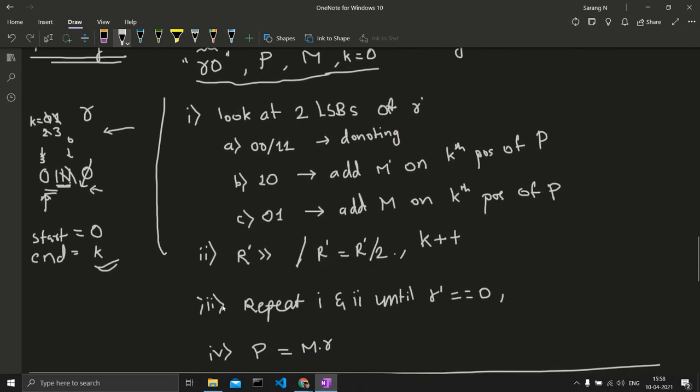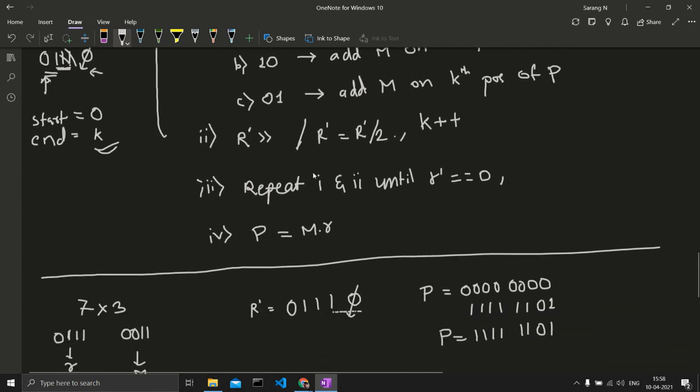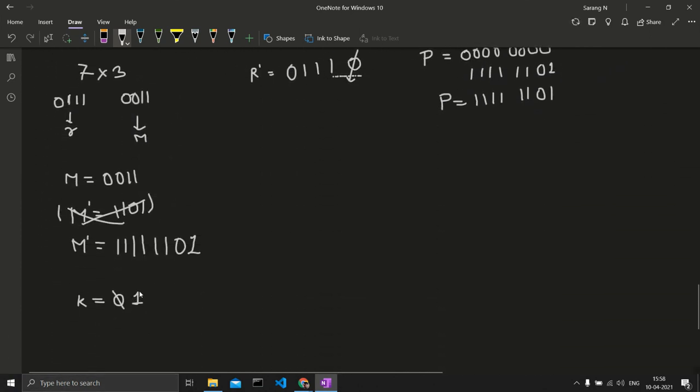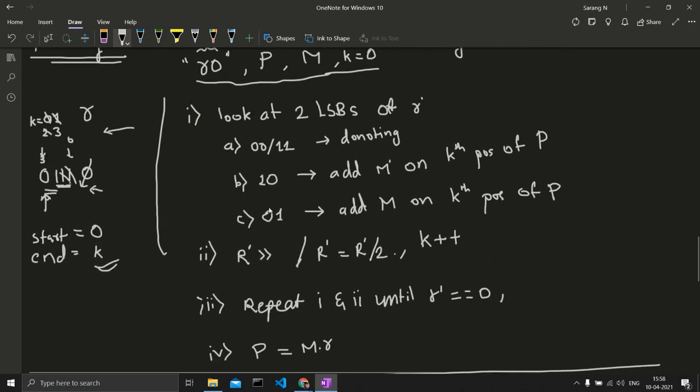We don't do anything here. We just delete r again and increment k. So we will delete r and increment k, right? Then again there are 1 1. Again we will just delete the least significant bit of r and increment k. Okay. Then what? Then it's 0 1. Okay, that's interesting. We have 0 1 0 1.